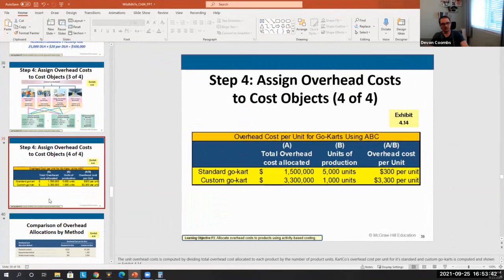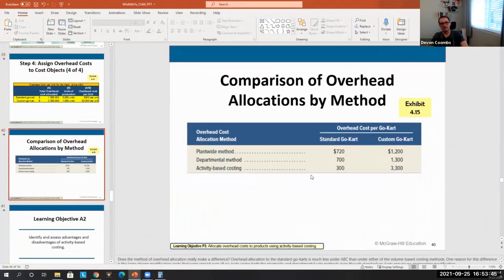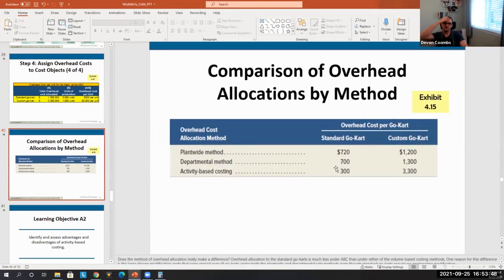So we assign cost to the cost objects, which we just did. And so here's a good comparison. We find by using activity-based costing that it costs us about $300 a go-kart for overhead for a standard go-kart, while most of our overhead actually goes to the custom go-karts. While in the plant-wide method, we get 720 for a standard go-kart and then 1,200 to the custom go-kart. Can we see why this would be a problem? By using the plant-wide method, we drastically underestimate the cost of a custom go-kart.